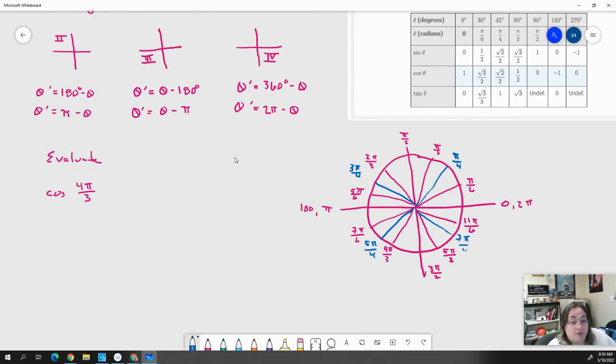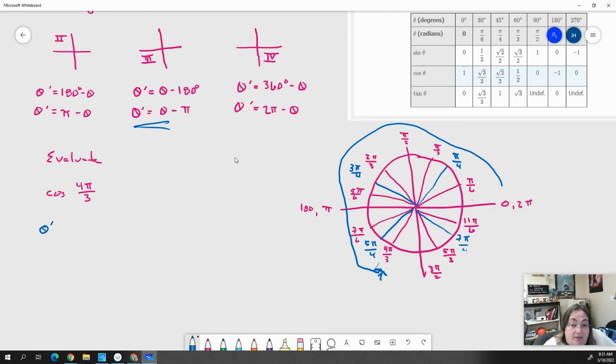And so we need to find the cosine of 4 pi over 3. And we're using the reference angle to do that. What we know is that 4 pi over 3 is down here in quadrant 3, right? It goes all the way around to here, 4 pi over 3. So we need to find the reference angle for 4 pi over 3, which is going to be here in quadrant 3. So we are going to use this formula right here.